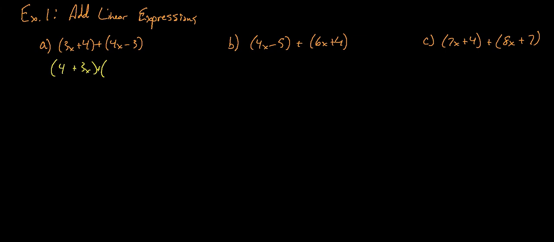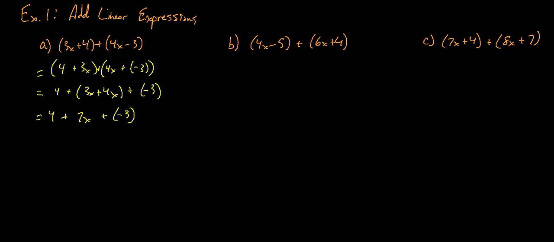plus 4x. And I'm going to change this to the additive inverse, negative 3. And I can go ahead and move these parentheses so that I have 4 plus 3x plus 4x plus negative 3. That equals 4 plus 7x plus negative 3.